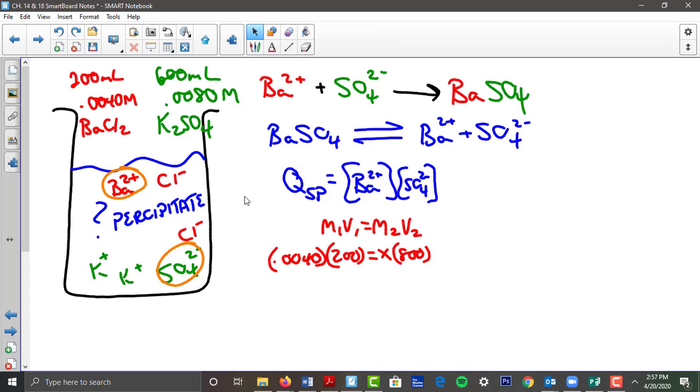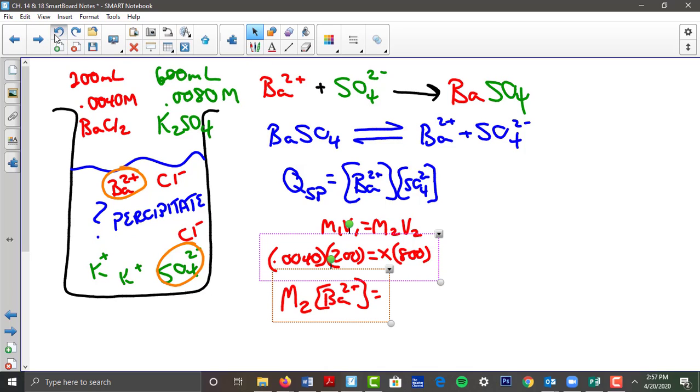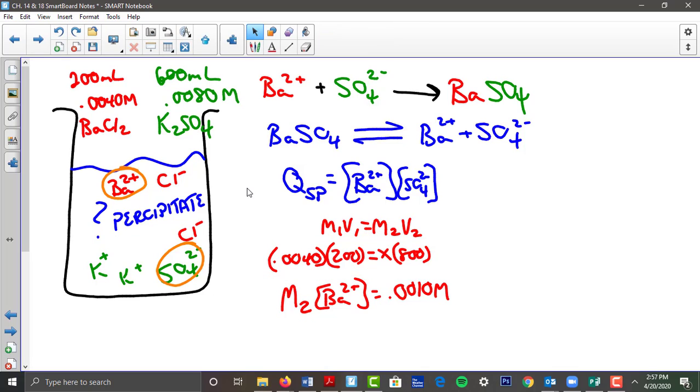The first thing we're going to do is look at the barium ion, which is in red. So initially, the molarity of barium is 0.0040 molar, and we had 200 milliliters of it. We added 600 milliliters of another solution to come up with a total volume of 800 mL. So the molarity of the barium ions after the mixing of the two solutions is 0.0010.